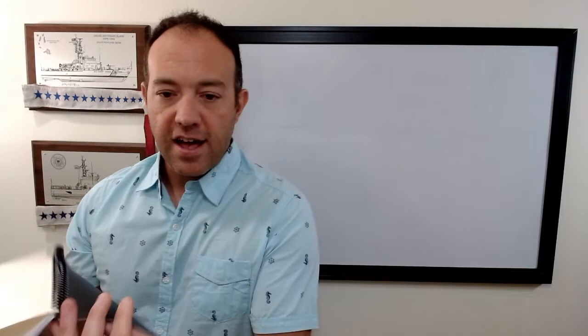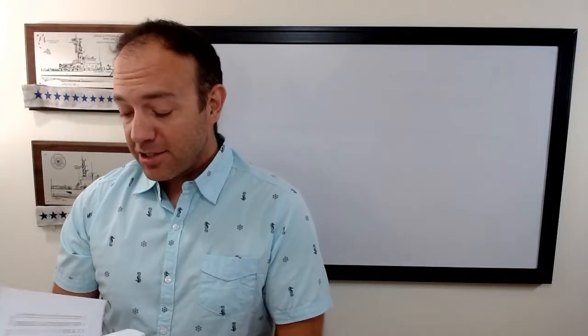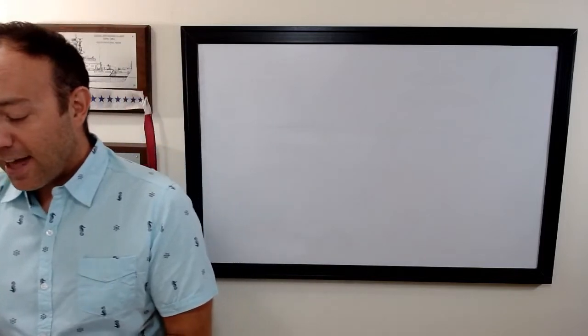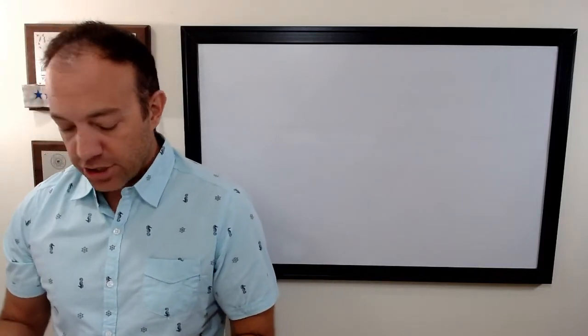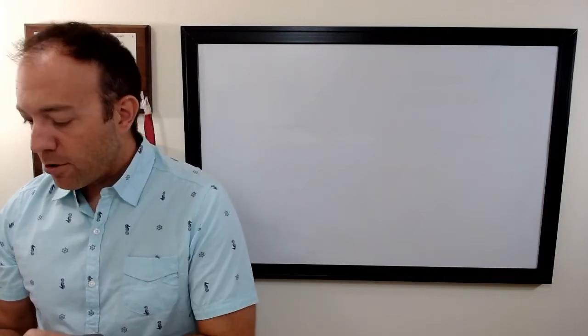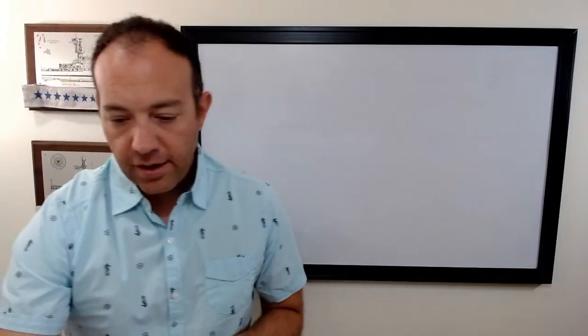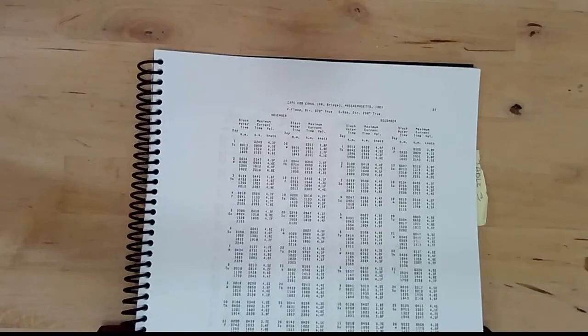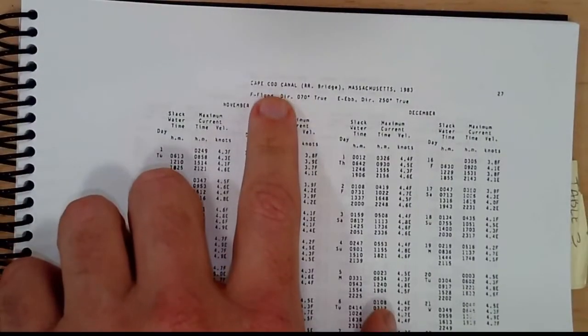So I'll save you the agony of watching me flip the page in the camera here. But we'll take a look at the Cape Cod Canal Railroad Bridge. And our date was 7 November. Okay, we'll pop back over to the book now. And so we've got the Cape Cod Canal.